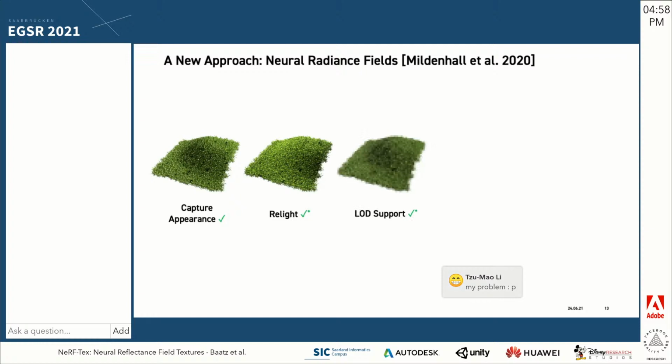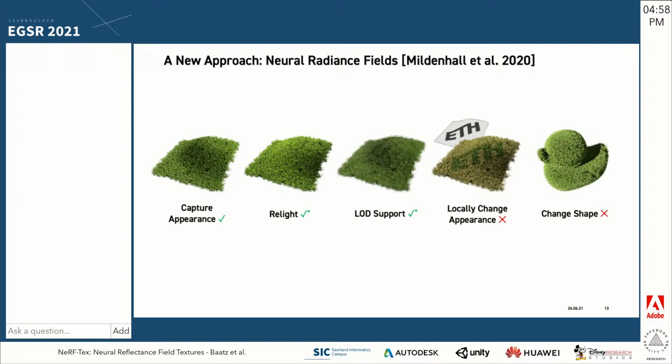What is missing compared to traditional primitives, however, and curves in particular, is the ability for artistic control. We'll show how this can be added to some extent while keeping the advantages that this neural representation comes with.